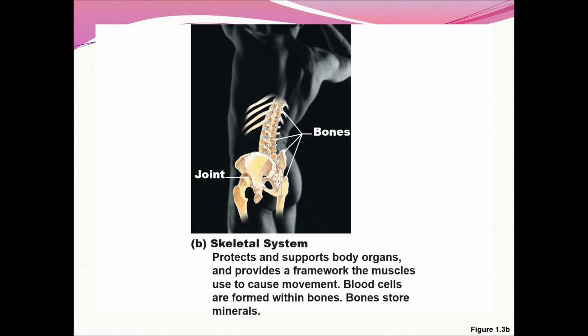The skeletal system is comprised of the bones and the joints, and it protects and supports body organs, providing a framework that the muscles use for movement. Also, blood cells are formed within the bone marrow, and the bones themselves store important minerals such as calcium and phosphate.